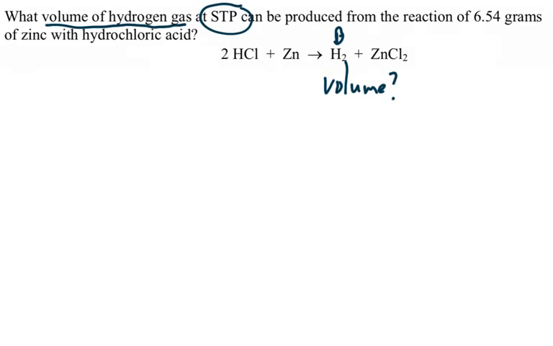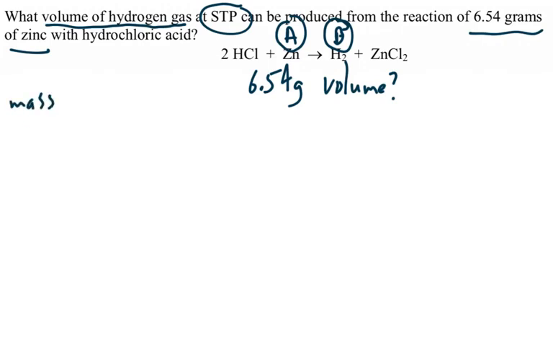As you continue reading the problem, notice you have 6.54 grams of zinc and it's reacting with hydrochloric acid. The key here is zinc. Zinc is your given, and you have 6.54 grams. So you're in mass and you want to go to volume. It's a mass to volume problem and it's at STP. First thing we must do is change the mass of the given into moles.